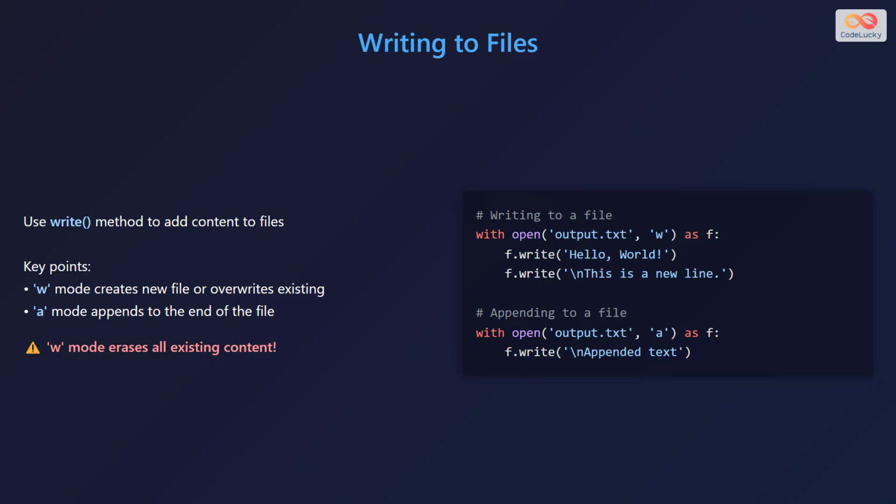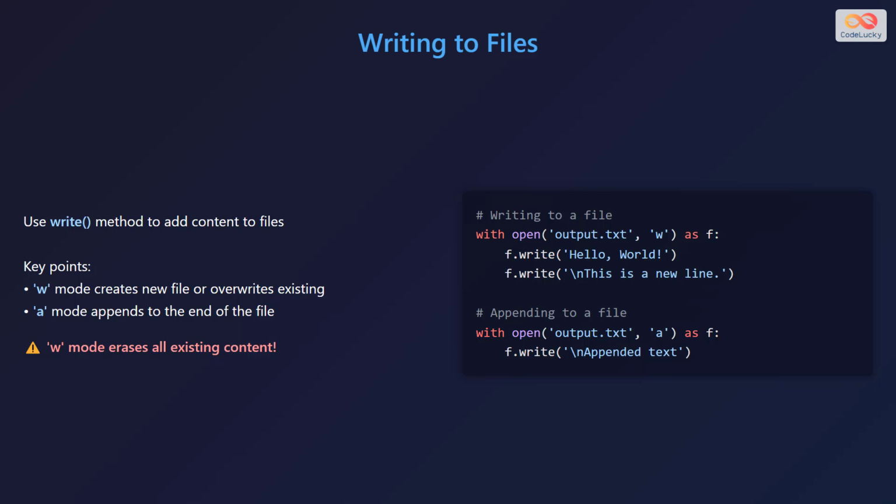Now let's learn how to write content to files. We use the write method to add content to files. When opening a file, using the W mode will create a new file or overwrite an existing file, while using the A mode will append the content to the end of the file. Be careful when using the write mode as it erases all the existing content.